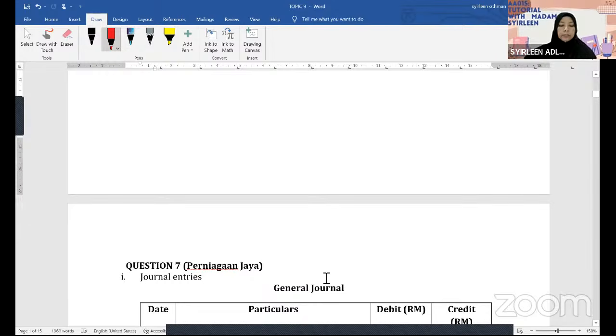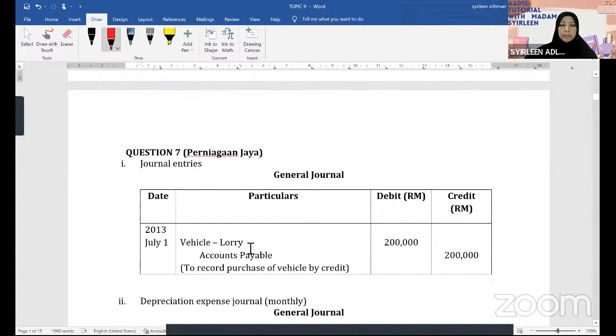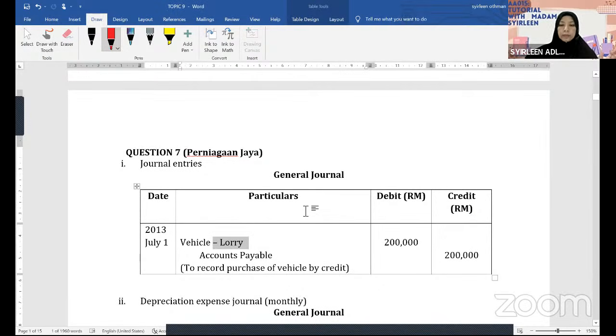Okay, so the first thing that you must remember, tarikh mesti ada. That's the most important thing. Okay, so tarikh belian berlaku ialah pada tahun 2013, which is on July 1st. Alright, so dekat sini kita akan catat vehicle. So lorry ni, okay, not supposed to be there. Alright, so I am just tagging that so that you know this is actually we are buying the lorry.